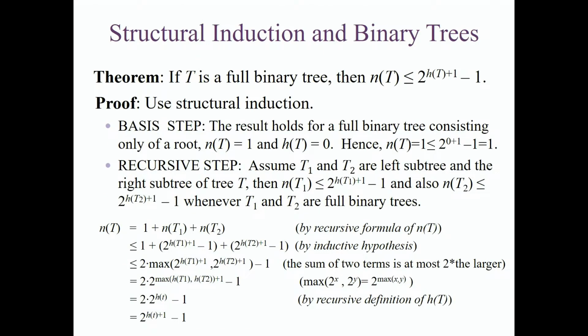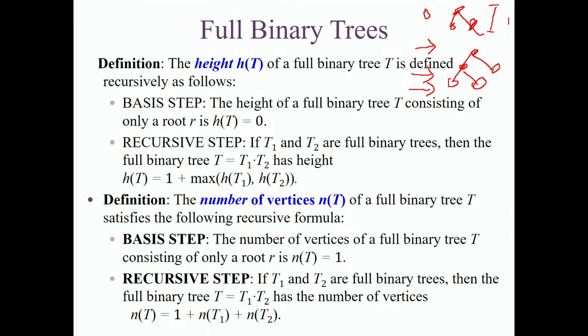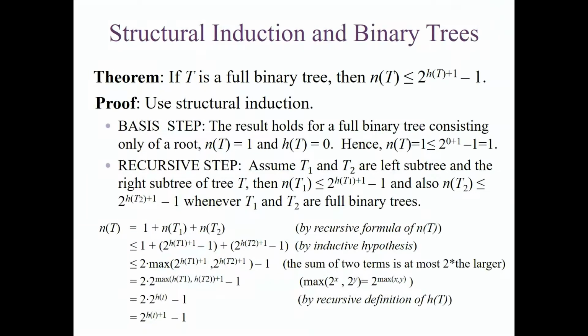This is very easy because once we have only one vertex R, then n of T is 1 and h of T is 0, following the previous definition of the height of T. Then we can see n of T is 1, and 1 is less than or equal to 2 to the power of 0 plus 1, minus 1, which is 1. So to apply structural induction, we just verify that the elements of the full binary tree in the basic step follow the properties.